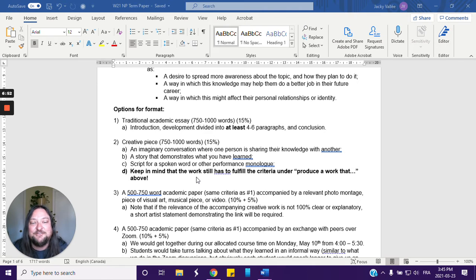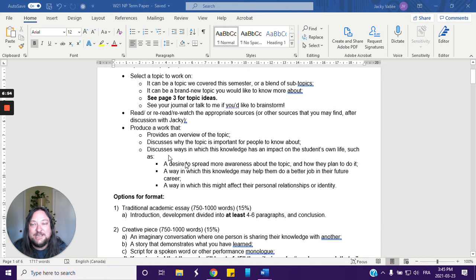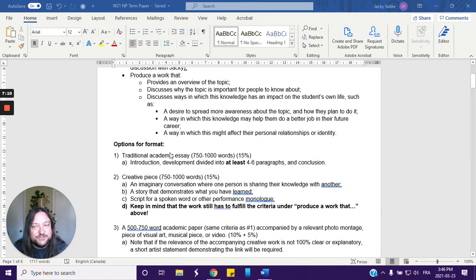You still have to fulfill the criteria up here, right? Your creative written work still has to provide an overview of the topic and bring up these things here. So no matter what format you choose, it has to wind up accomplishing this. And that's not always easy when you're used to doing traditional academic essays, but it can be done.